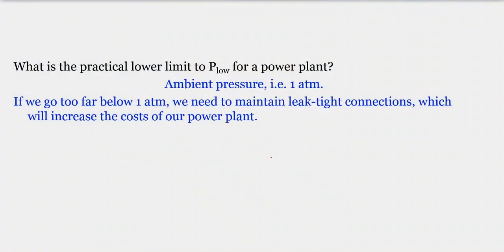The lower limit for a power plant is somewhat intuitive. We don't want to go below ambient pressure because then we risk having air or other contaminants leak into the system, and then we would have to increase the quality of the connection. So we'd have to have leak-tight parts, and vacuum has costs associated with it. Vacuum being anything below ambient pressure. So in general, we want to stay right about ambient pressure in terms of our lower limit.